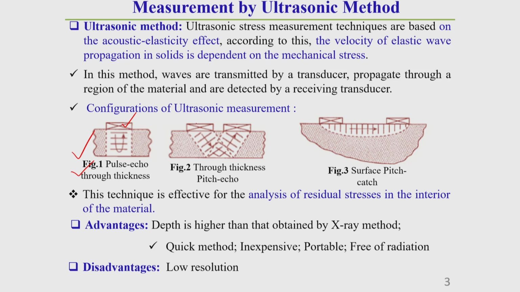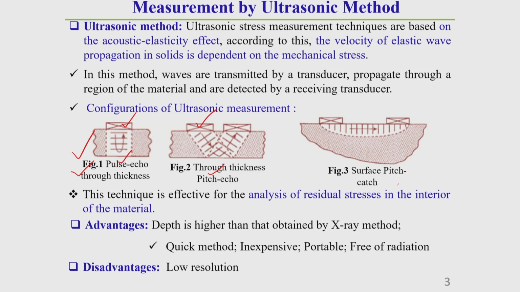This is another example, through-thickness by pitch echo. So, the first one is called pulse echo and the second one is called pitch echo. Pitch echo generally has inclined propagation through the solid, and also an inclined receiving transducer which receives the ultrasonic wave. By analyzing this received data, we can say what type of residual stress distribution is there through the solid.